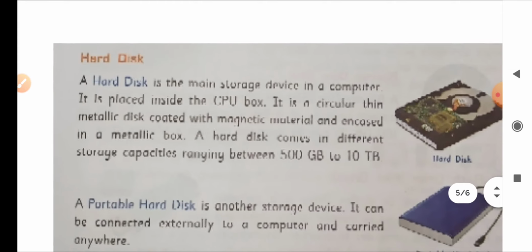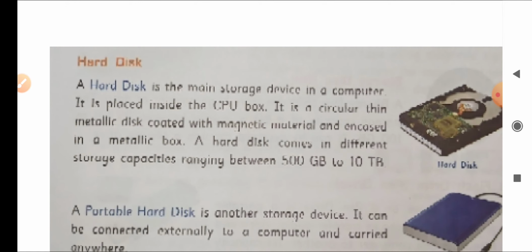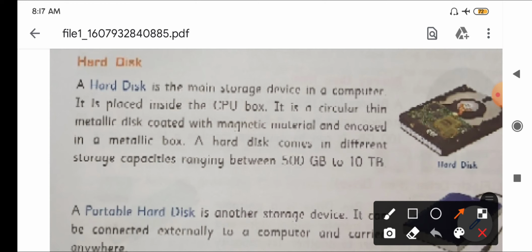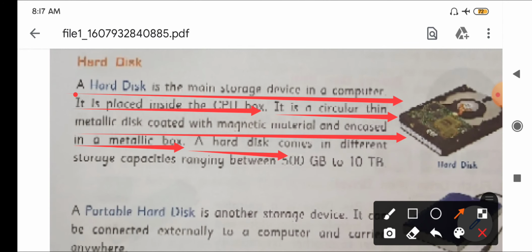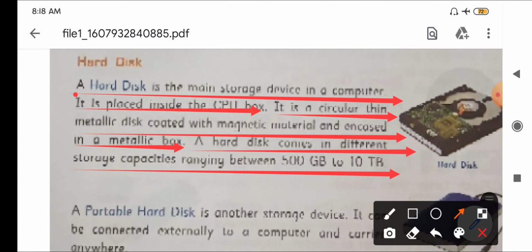So the first one here is the hard disk. A hard disk is the main storage device in a computer. It is placed inside the CPU box. It is a circular thin metallic disk coated with magnetic material and encased in a metallic box. A hard disk comes in different storage capacities, ranging from 500 GB to 10 terabytes.